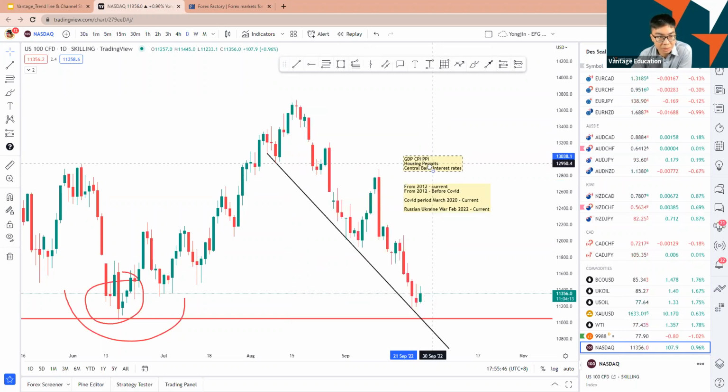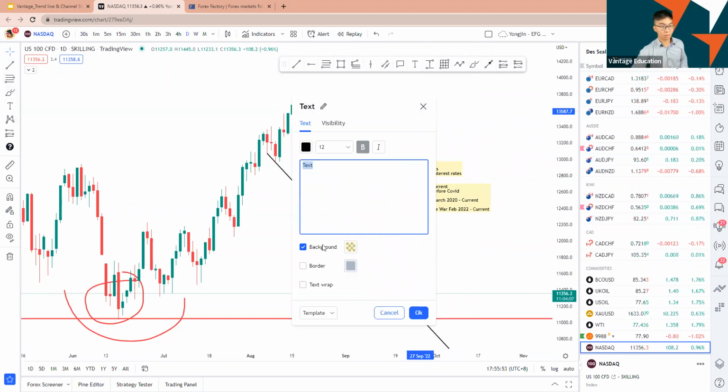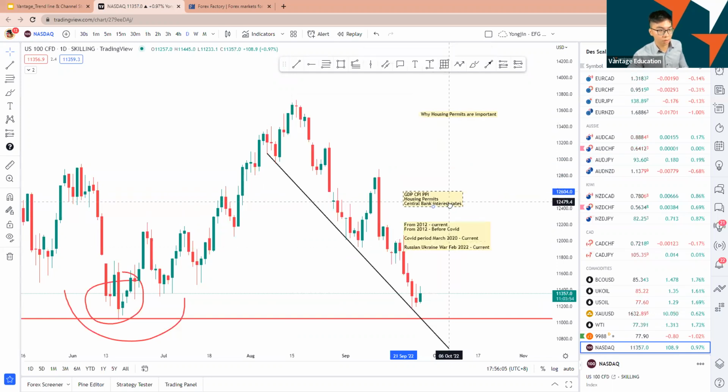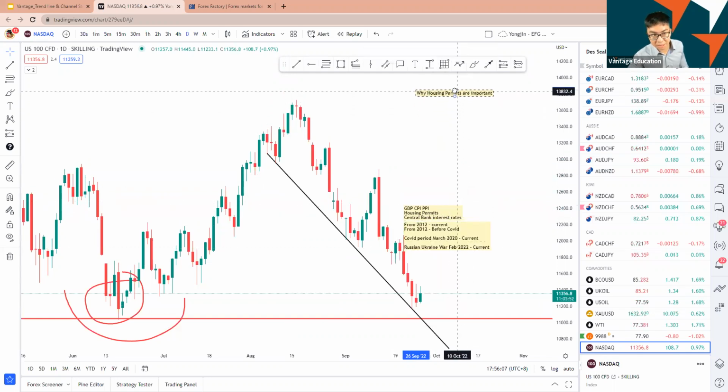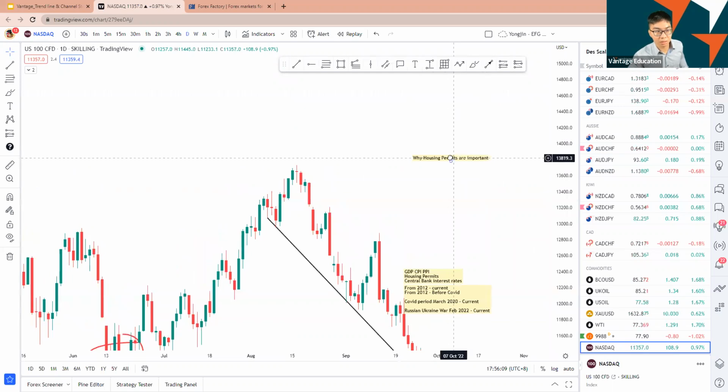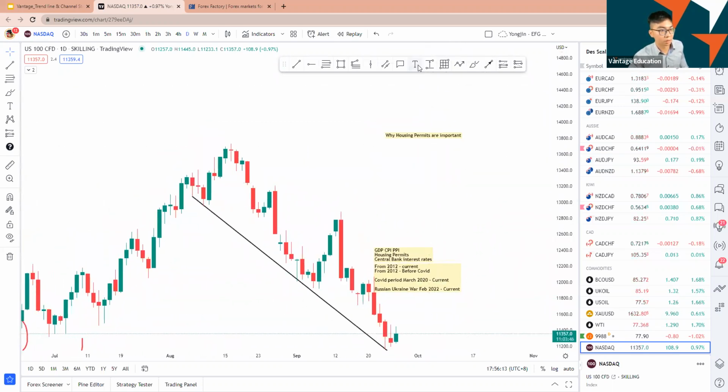And why housing permits are very important. This is something that I feel is valuable information. So when do banks lend money to people? Why are housing permits important? Housing permits are actually an indicator of how the banks see the economy.